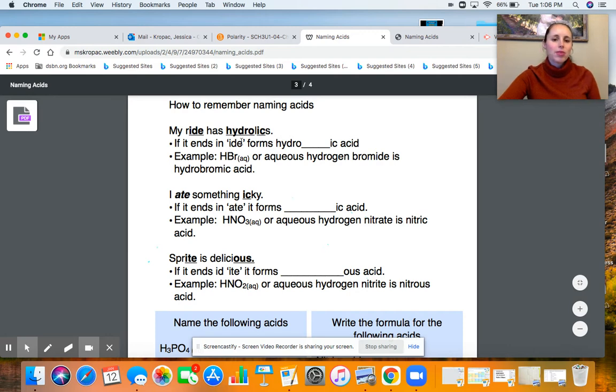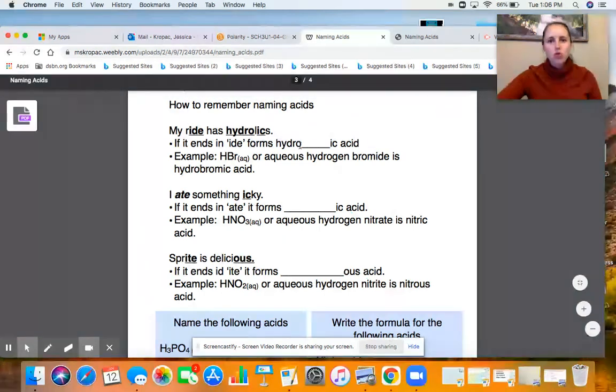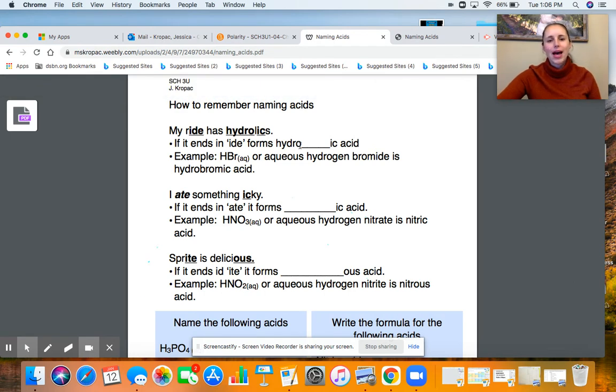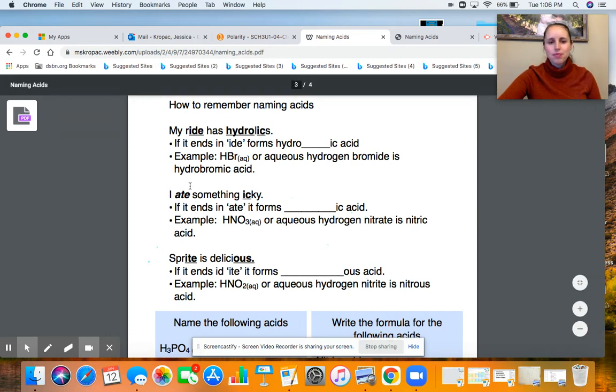So if it would normally have an "ide" ending, it's going to have that hydro in front of it. So for example, hydrogen chloride is going to be hydrochloric acid. Another example here, aqueous hydrogen bromide is going to be hydrobromic acid. So anything that with the IUPAC name has an "ide" ending is going to have a hydro in front and an "ic" at the end. My ride has hydraulics. I ate something icky.